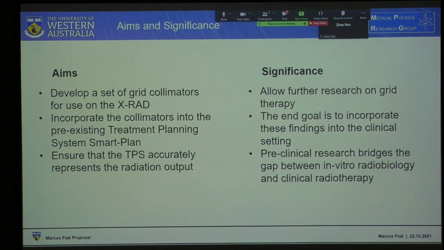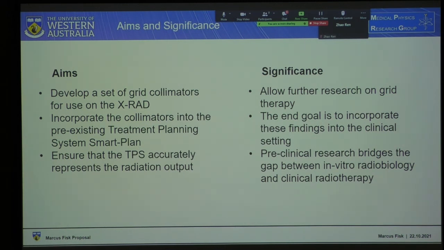So the aim of this project is to develop a set of grid collimators for use on the XRAD, and then to incorporate these collimators into the treatment planning system, the Smart Plan. So it's important that I ensure that the treatment planning system accurately represents what's actually coming out from the physical grid.